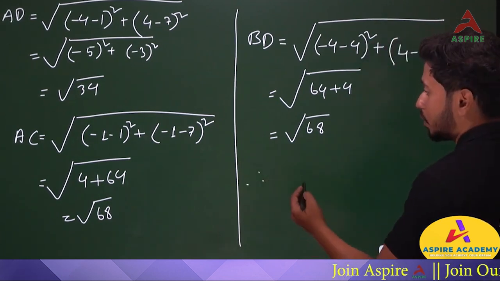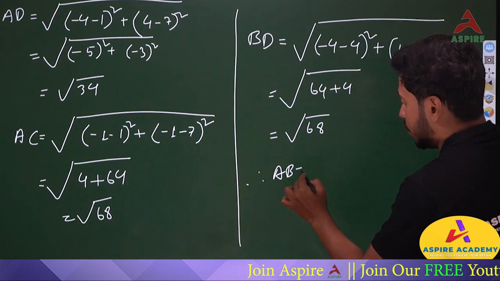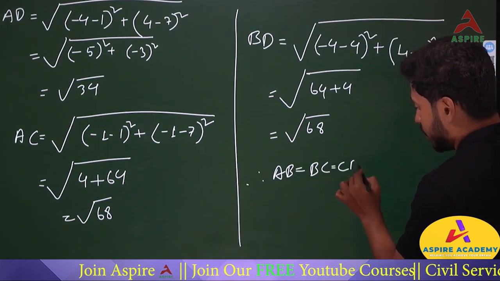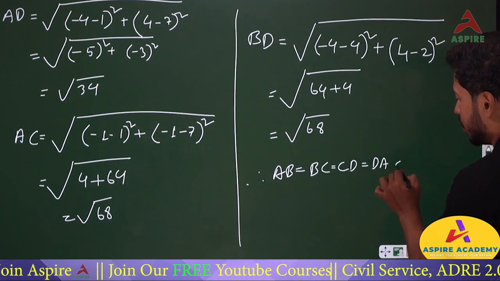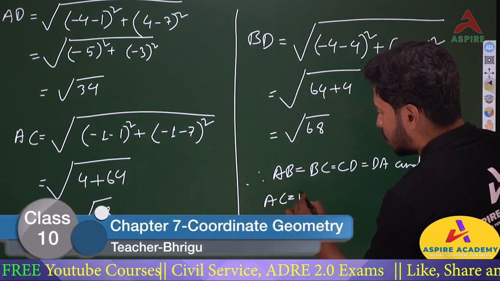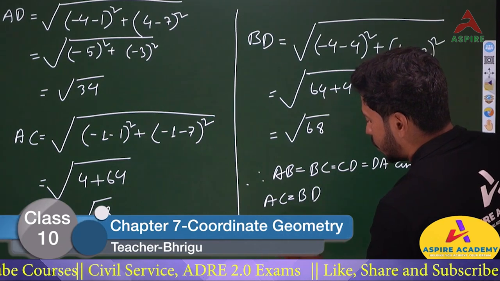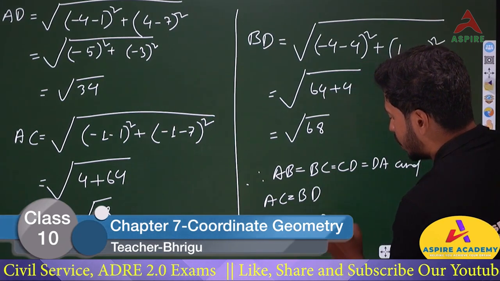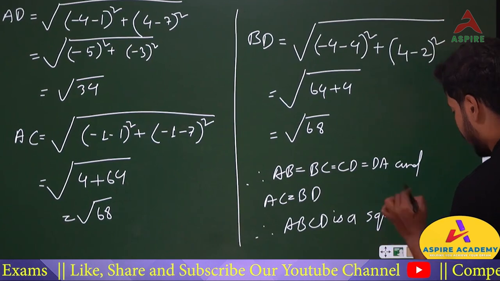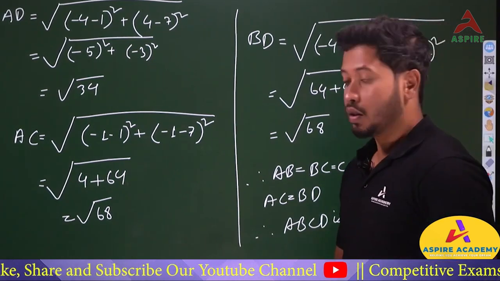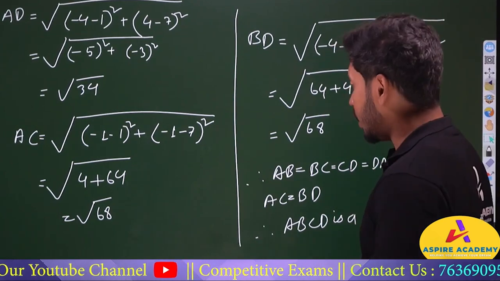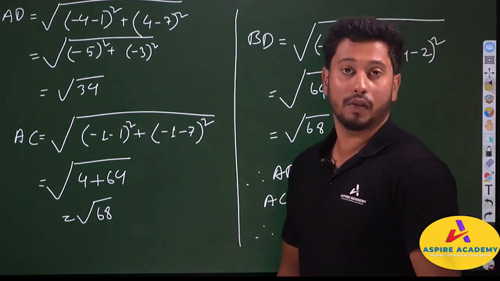So therefore AB equal to BC equal to CD equal to DA and AC equal to BD. Therefore ABCD is a square. Okay, so this is our first example. So in the next class we will continue it. Thank you.